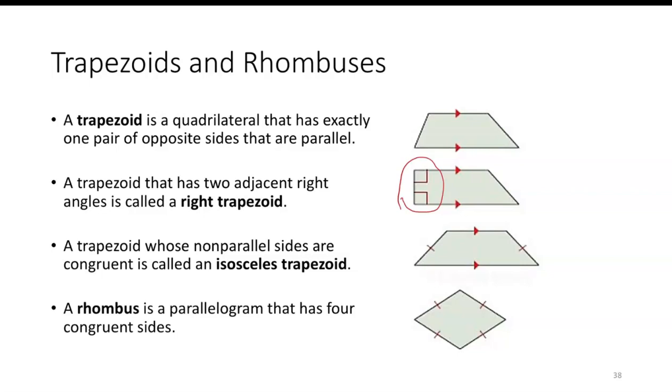And then a rhombus is a parallelogram that has four congruent sides. So just note that a square is a type of rhombus. A rhombus is not necessarily a square. A rhombus could be like a squished square.